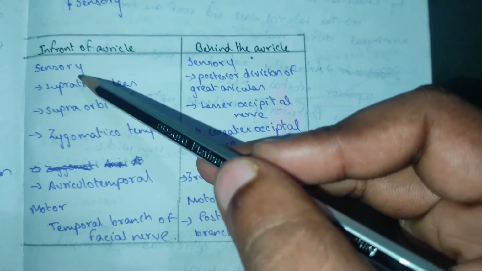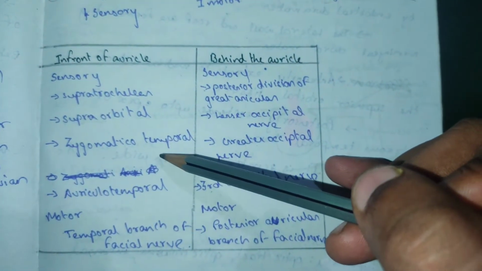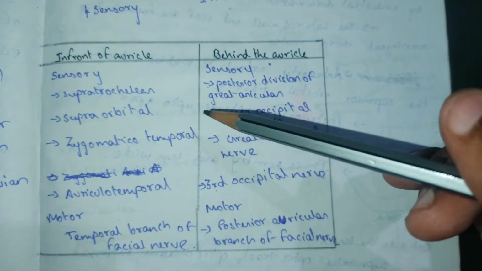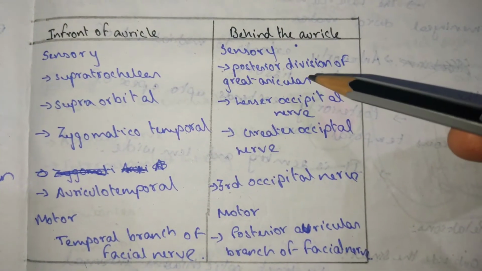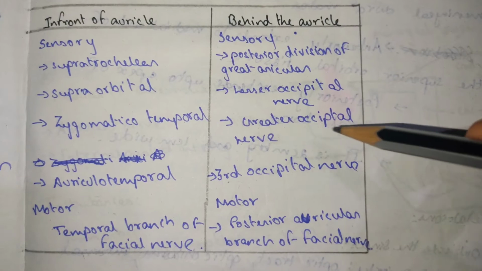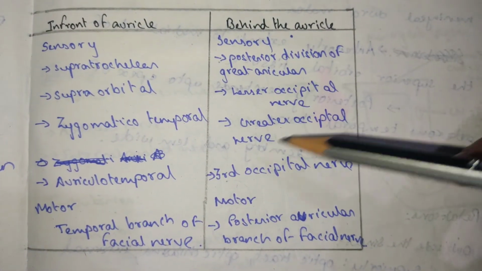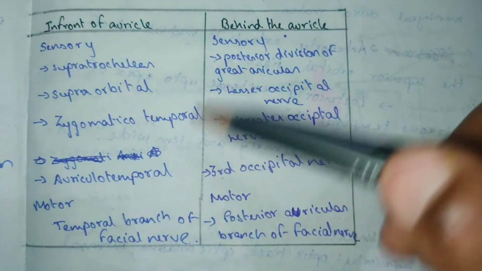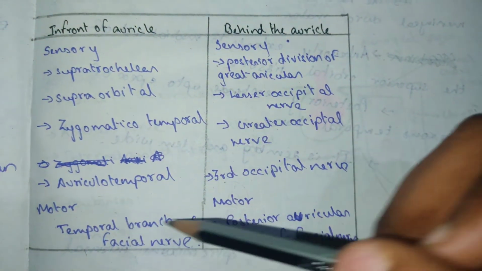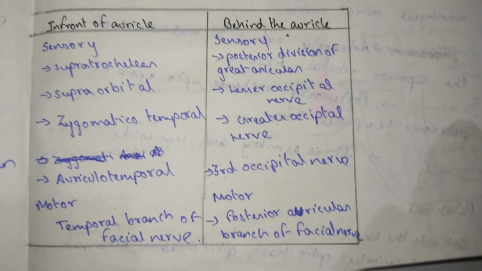In front of the auricle, the sensory nerves are supratrochlear, supraorbital, zygomaticotemporal and auriculotemporal. Behind the auricle, the sensory nerves are the posterior division of the greater auricular, lesser occipital nerve, greater occipital nerve, and third occipital nerve. These are behind the auricle. The motor, the only one in each group, is the temporal branch of the facial nerve in front, and here, the posterior auricular branch of the facial nerve.